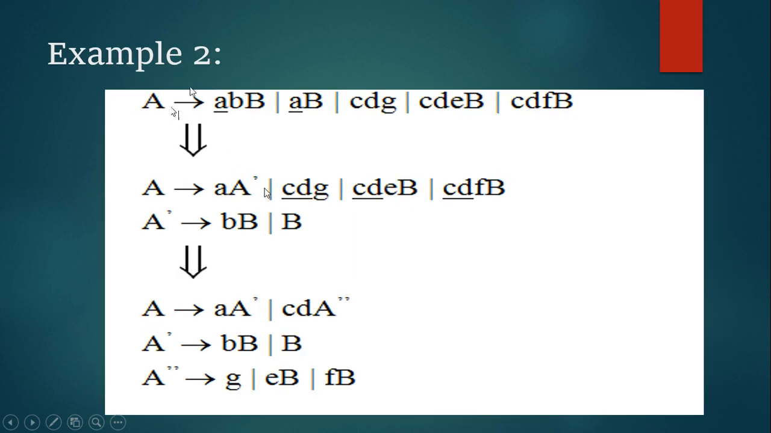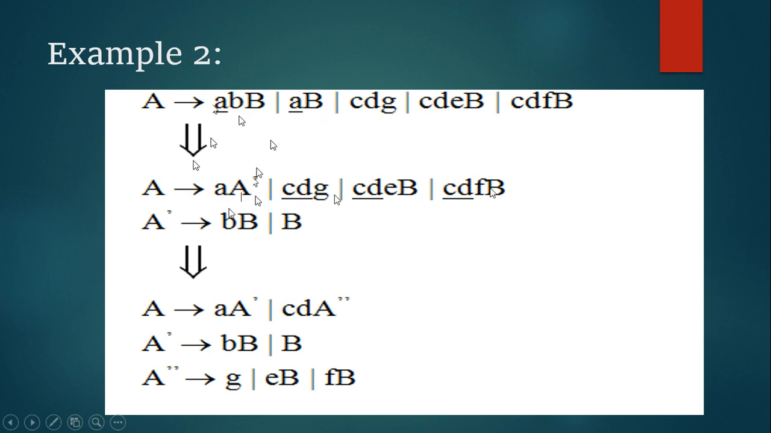Here is one more example. A to AB capital B or A capital B, CDG or CDEB or CDFB. This is the given grammar. We have to convert it to a deterministic grammar using the left factoring algorithm. Firstly, in the first and second strings, we have A as the common prefix. So here A to A A dash, and B capital B and B are represented in the form of A dash. Then the remaining strings are written as they are in our production.